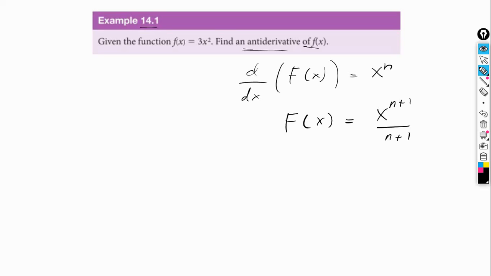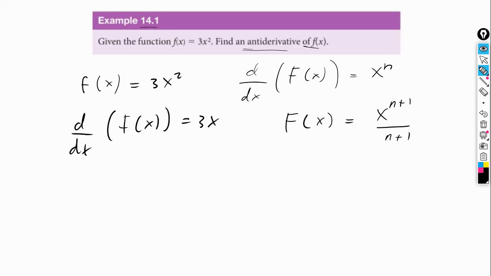So in this case, we have that f of x is equal to 3x squared. In other words, they want us to find an antiderivative that would give us 3x squared. But what we do then is simply apply the rule that I just showed you. So capital F of x would be equal to 3x to the 3 divided by 3, and this equals x cubed.